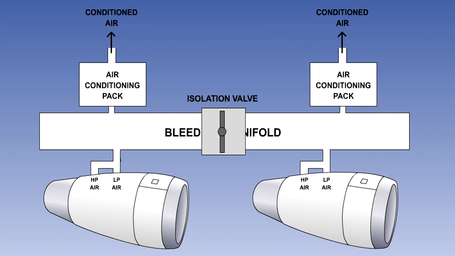The bleed air flow into the air conditioning pack is controlled by a pack flow control valve. Closing this valve will shut off the airflow and close the pack down. In many installations, this valve modulates to supply a constant mass flow of air to the pack, or in some systems, there is a separate mass flow controller.